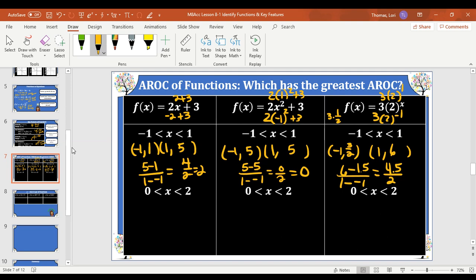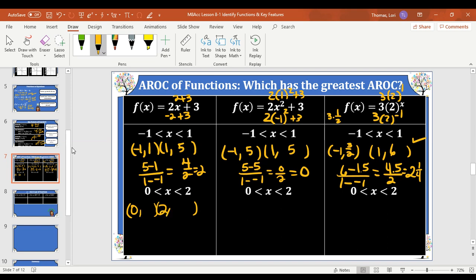And that gives me 2 1/4. So 2 1/4. Okay, so out of these, we can see that the exponential had the greatest rate of change over this interval. But that doesn't mean that this is always the greatest. It depends on the interval we're given. So we're going to do this again, but this time we're going to have a different interval.